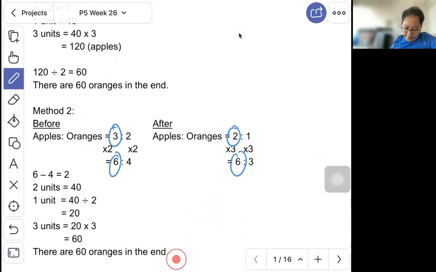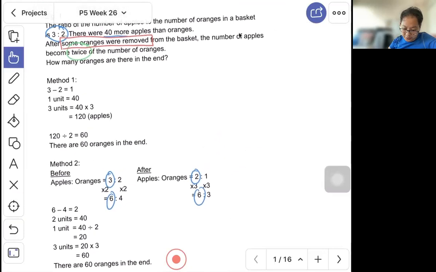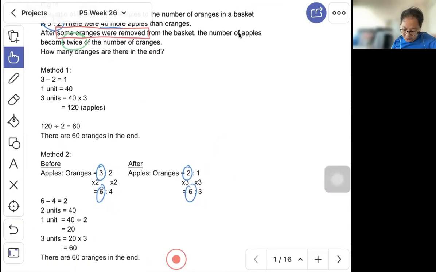So now we compare. The 4 becomes the 3. What happened? That's because oranges were removed. So let's find out first: 6 - 4 is 2 units. So the 2 units are the 40 more apples. Divided by 2, 1 unit is 20. Since we know the oranges only have 3 units in the end, you just find the 3 units and that gives us the oranges.